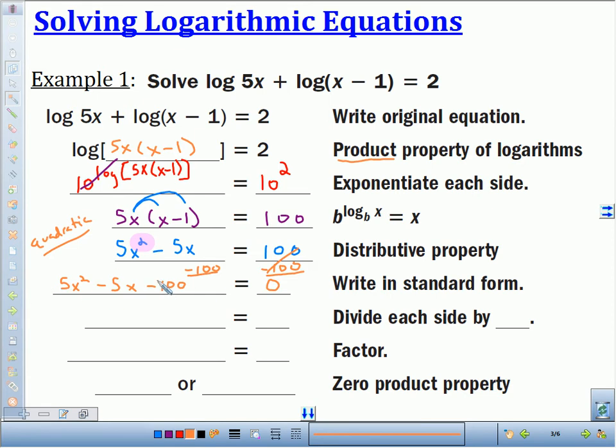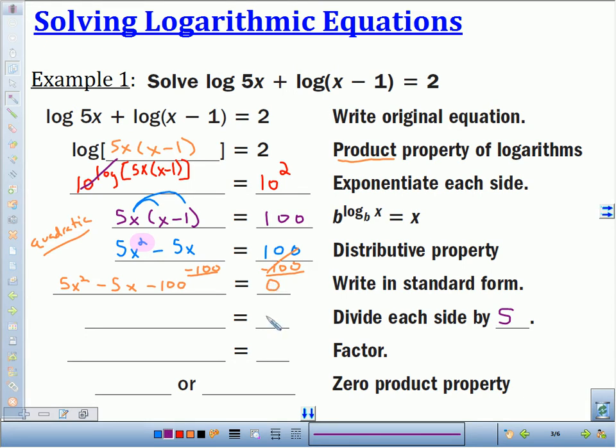Now I could try and factor this quadratic expression, but it would be crazy because I'd multiply 5x squared times -100. I'd get -500x squared, and I'd be looking for two numbers to add together to get -5. It would be a mess. So instead, I want to divide out any common factors. And in fact, we do have one common factor, and that common factor is 5. All three of these share 5: 5, 5, and 100 is divisible by 5. So I'm going to divide each side by 5.